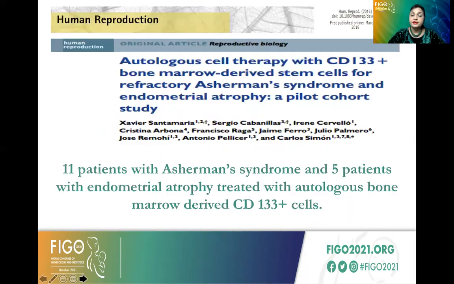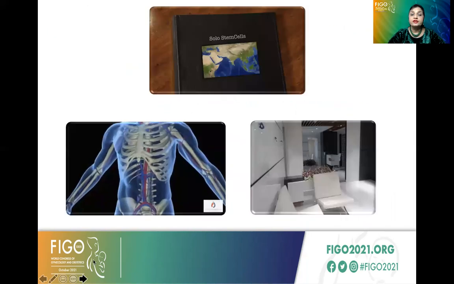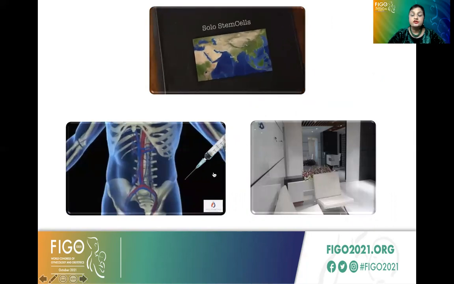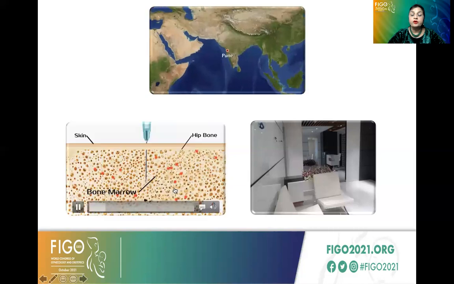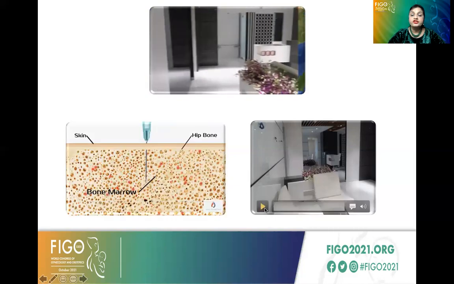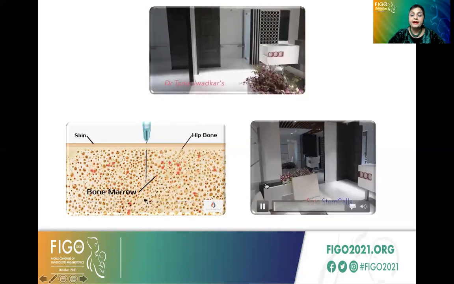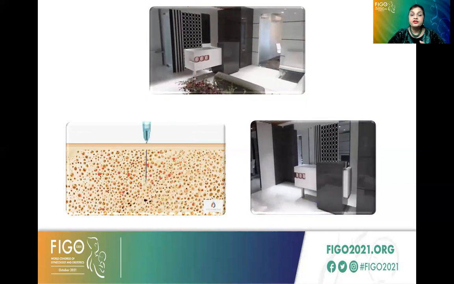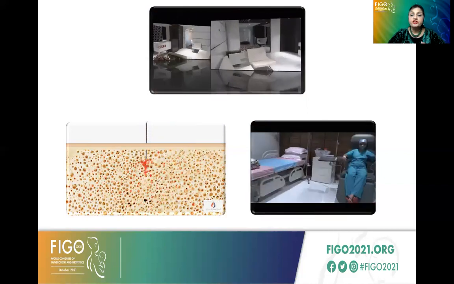There are various publications which have come in this decade. We all know Carlos Simon having worked, and we also did our publication on the same, where in Asherman treated or atrophic endometrium, you can create and design it. We at Pune, at Solo Stem Cells, are doing this. What we do is only autologous bone marrow. You can just take out the bone marrow, and then you can separate it in the lab into the stem cells. So the patient is pre-medicated.